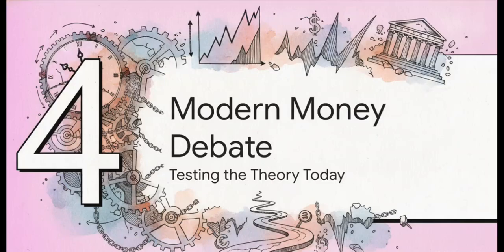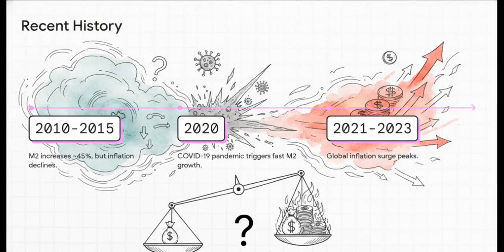Which brings us to Section 4, the modern money debate, where we test this theory against today's economy. Since economics is constantly evolving, we have to ask, how does this 20th century framework hold up today? Mapping out recent history, we see a really fascinating contradiction.